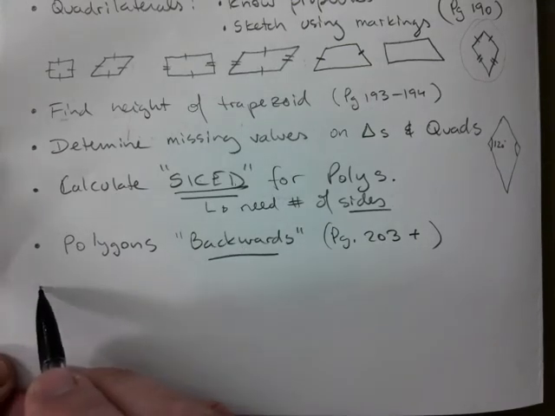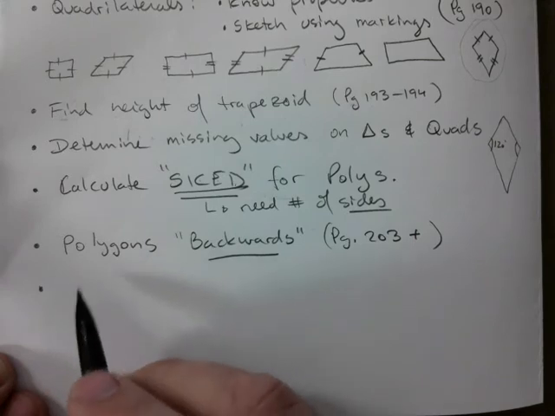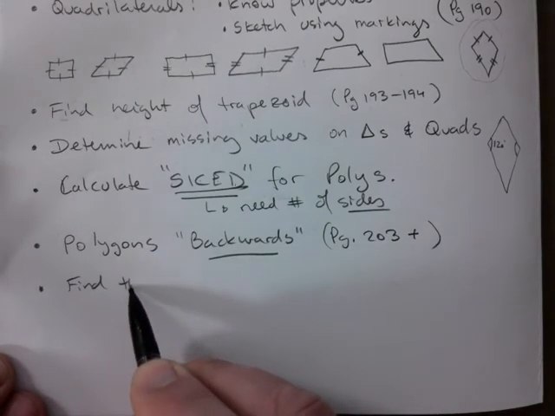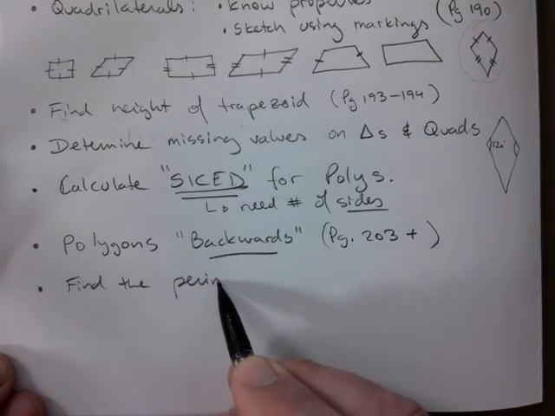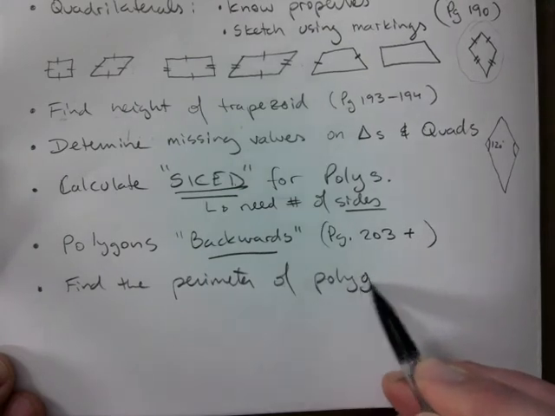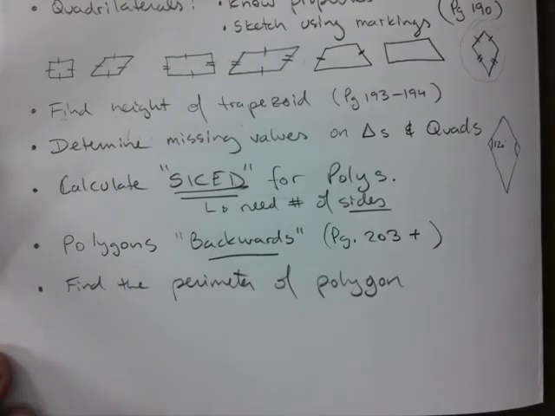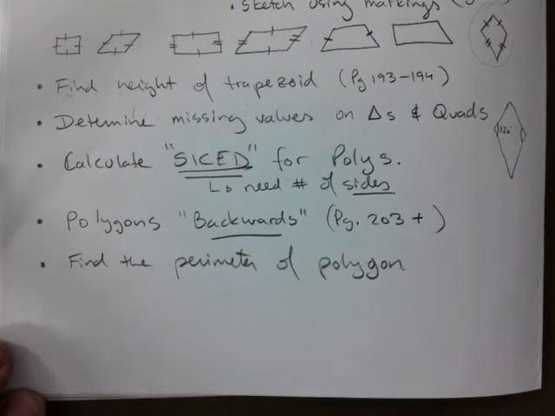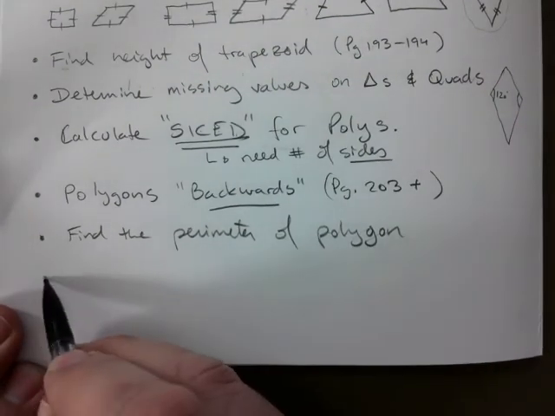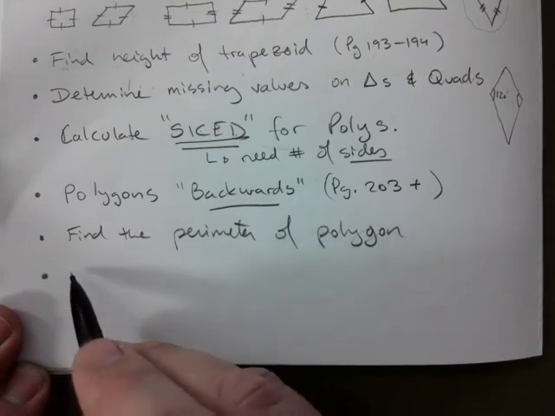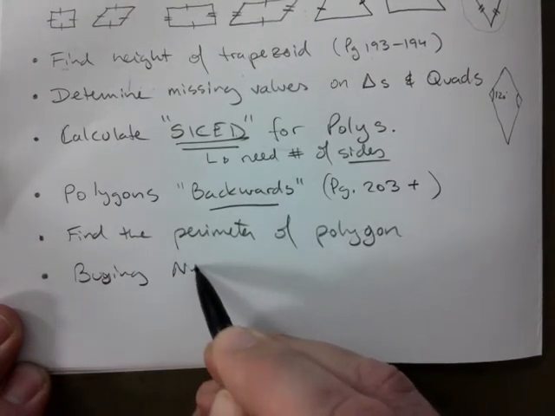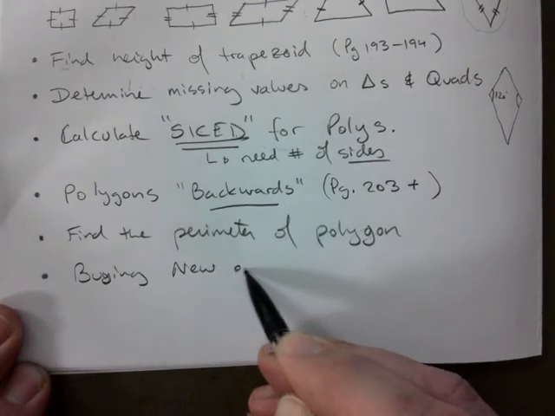Okay. Next, find the perimeter of a polygon. And just this from the previous unit, buying new or used.